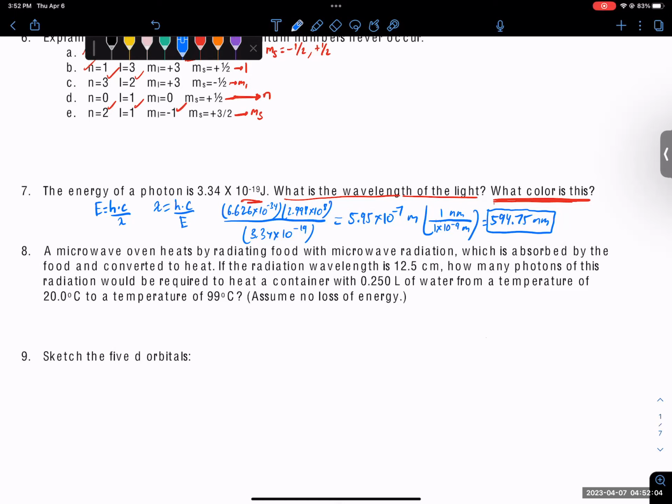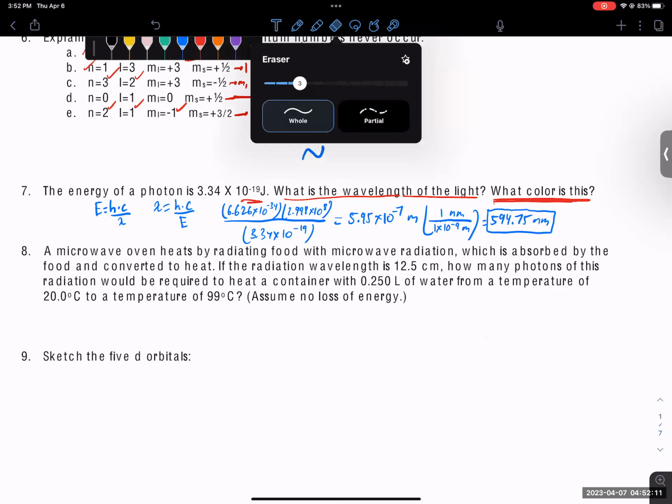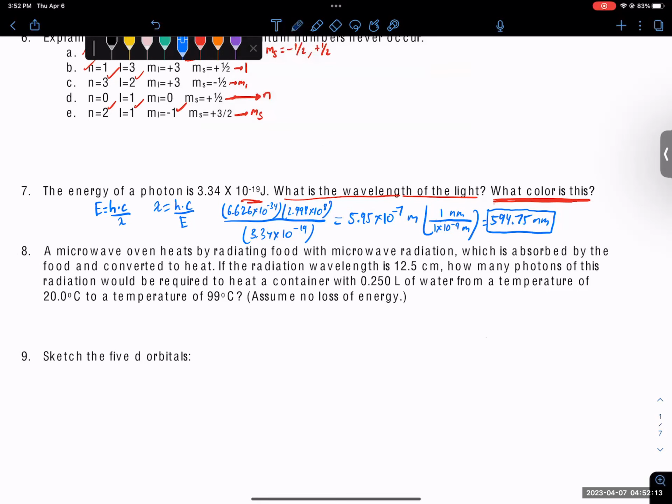Kennedy, what did you get? What color is this? You may be asked to do this on the test, so you might as well familiarize yourself with looking at an electromagnetic spectrum. Oh, Elias has an answer. Light orange.